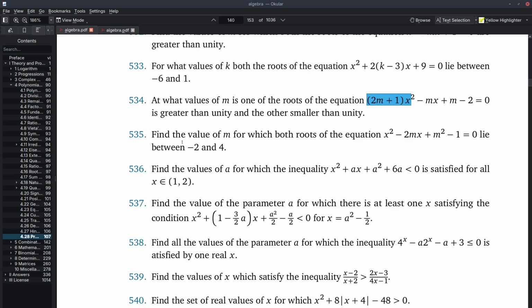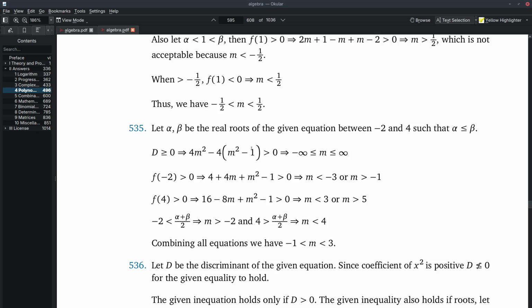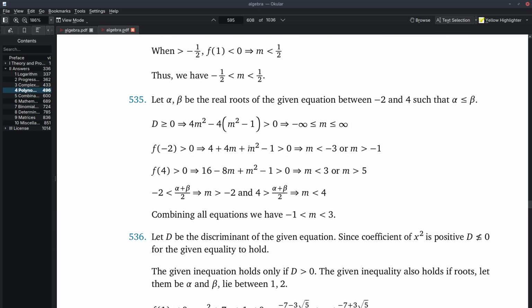Question 535 says: find the value of m for which both the roots of the equation x squared minus 2mx plus m squared minus 1 equals 0 lie between minus 2 and 4. So the roots lie between minus 2 and 4, real roots. So we let alpha, beta be the roots such that alpha is less than or equal to beta.